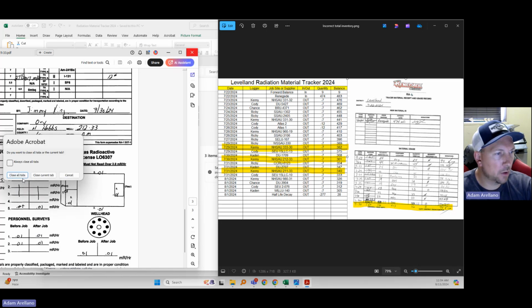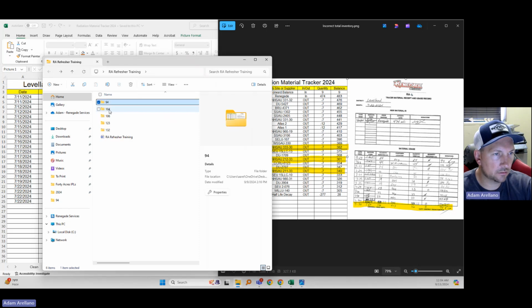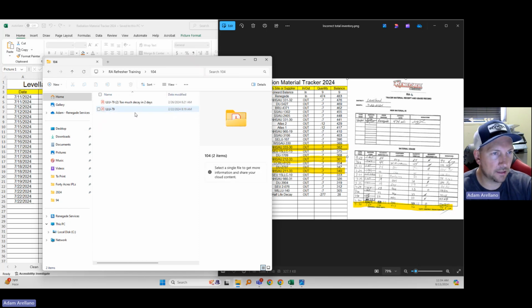That was the most common error that I saw: we checked out some material, but it didn't reflect the total inventory on the truck, and that's one of the main things that they're going to show.